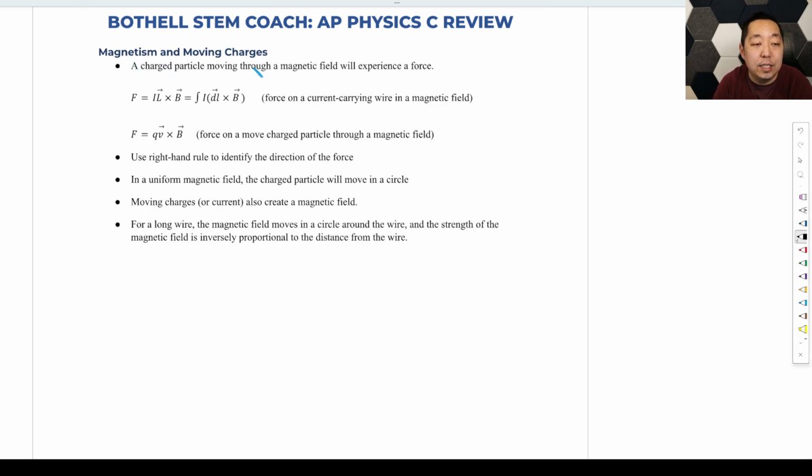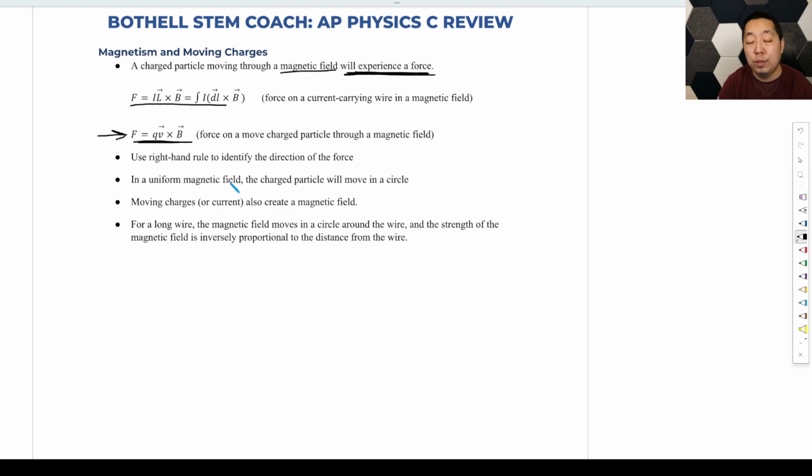First thing is magnetism and moving charges. There are two things that happen. Whenever you have a charged particle moving through a magnetic field, it experiences a force. This is a huge principle. This is not an intuitive principle, but if a charge moves through a magnetic field, it will experience a force. There are two ways that happens. Charges can move as a current. You have this force equation, which I tend to use the most. If you have a single charged particle moving at a velocity with some component perpendicular to a magnetic field, you will experience this magnetic force here.